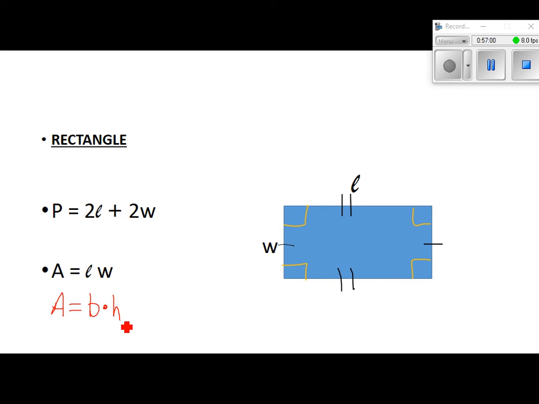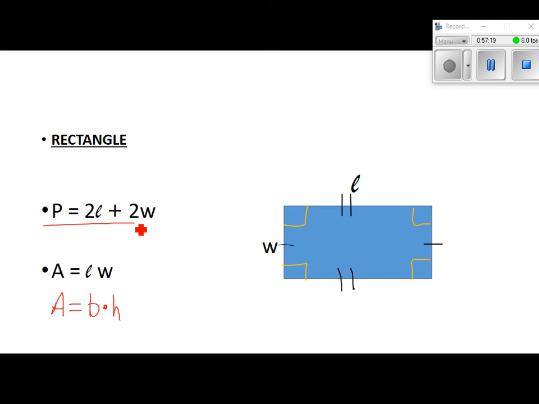This formula right here, I never ever use it. Because what's the easiest way to find the perimeter of a rectangle? Add up all the sides. It's easier that way than trying to remember that formula, right? Just write width or base times height.